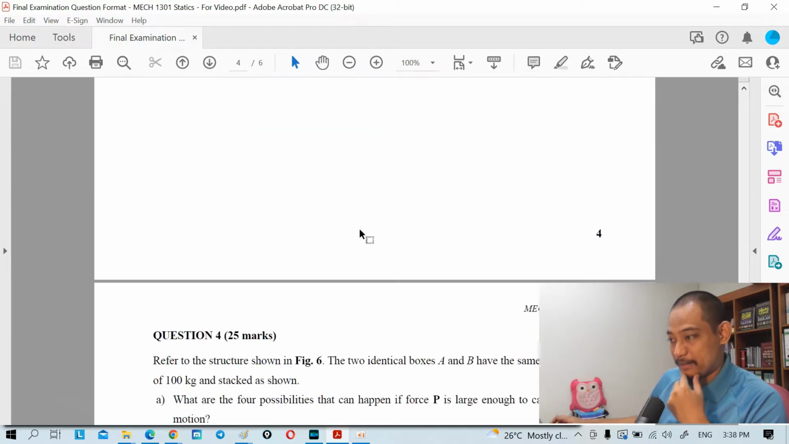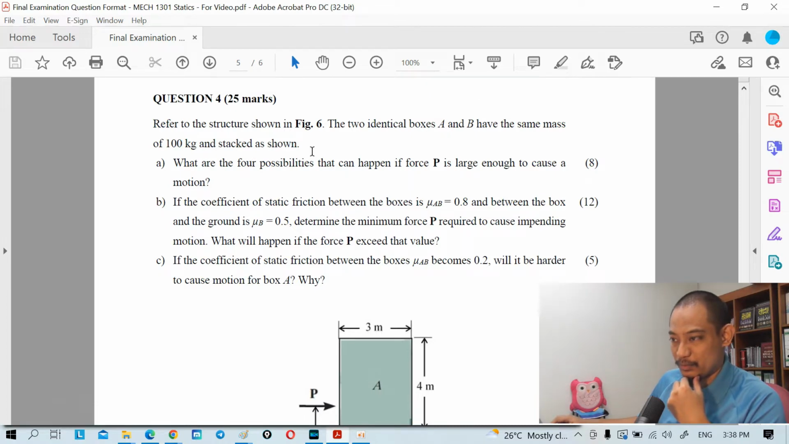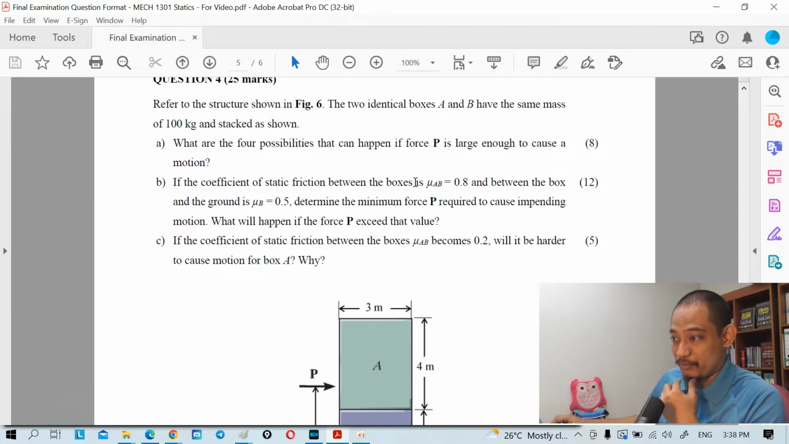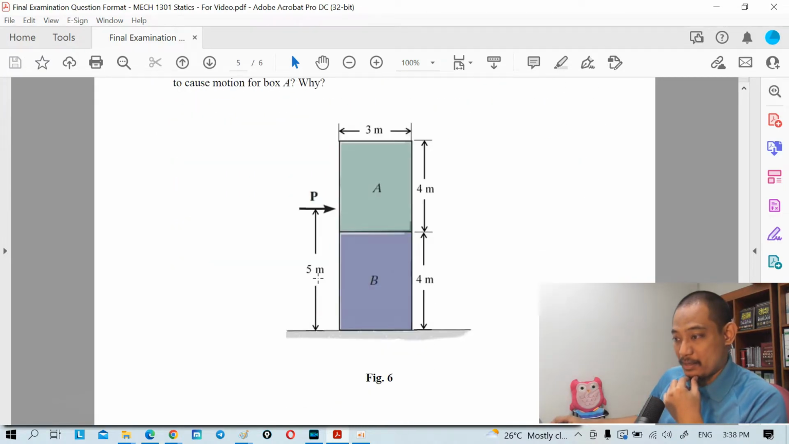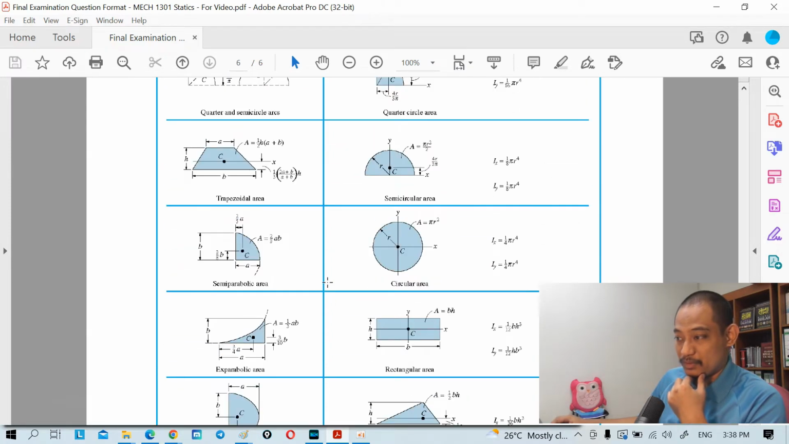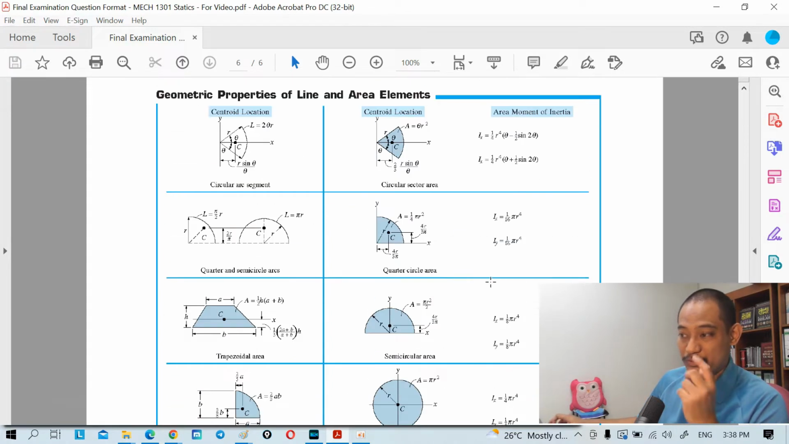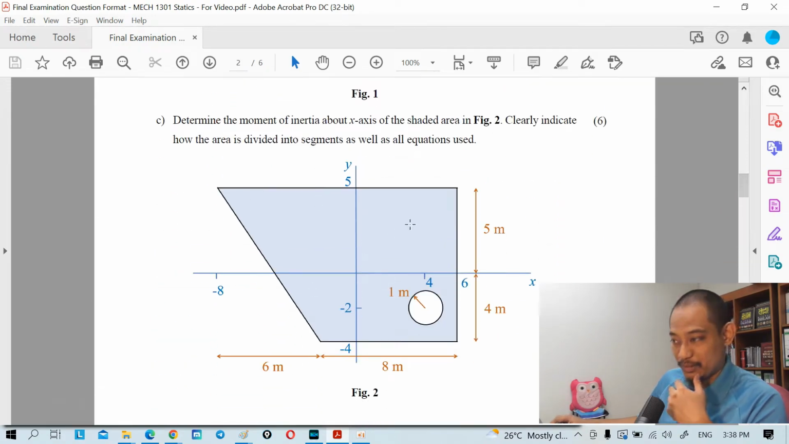Okay, and then question 4, we are given these two boxes. This is most probably about friction, just by looking at the diagram. Let's see. Yes, we have coefficient of static friction, etc. So this is involving an equilibrium problem where static friction is there. And then we have the appendix, where we might need to use, for example, the moment of inertia equation. Normally it will relate to the composite areas earlier, right? When we divide, we have these different shapes.